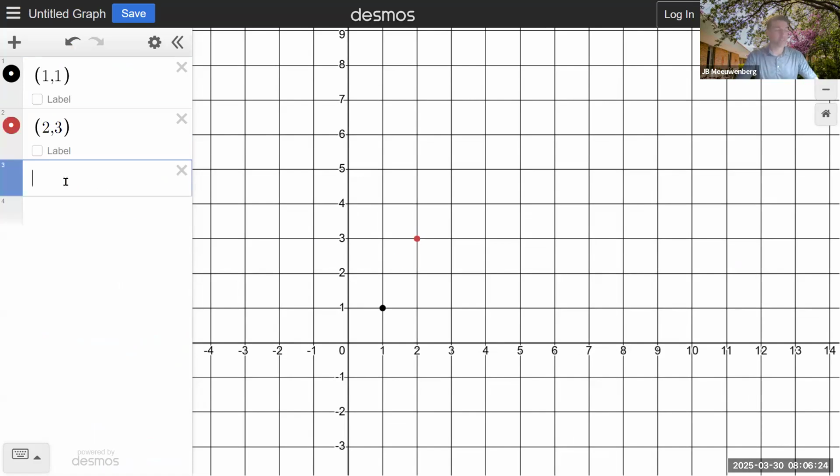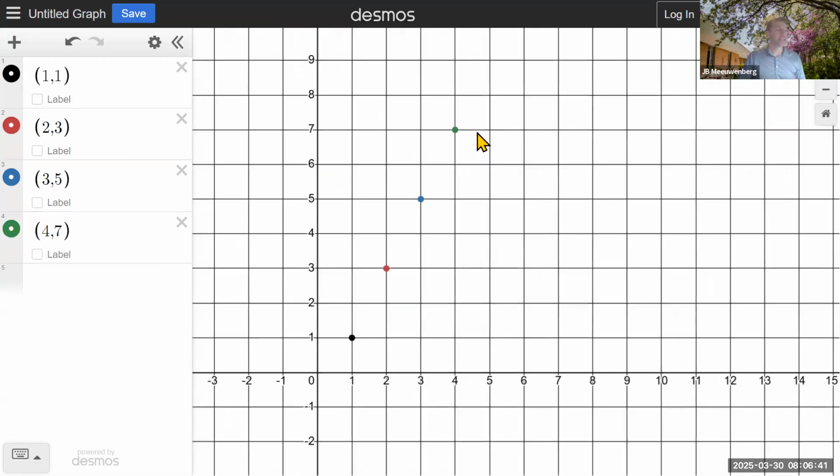The next one was 3, 5. It plotted that point right there. And the last one we had was 4, 7. And so what we have here is this row of points that actually show up in a line.